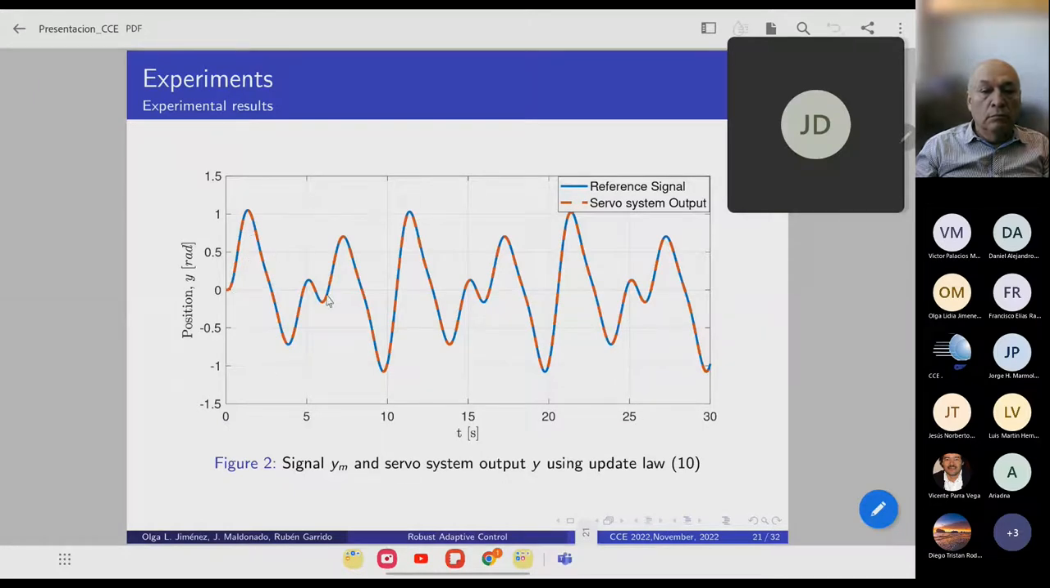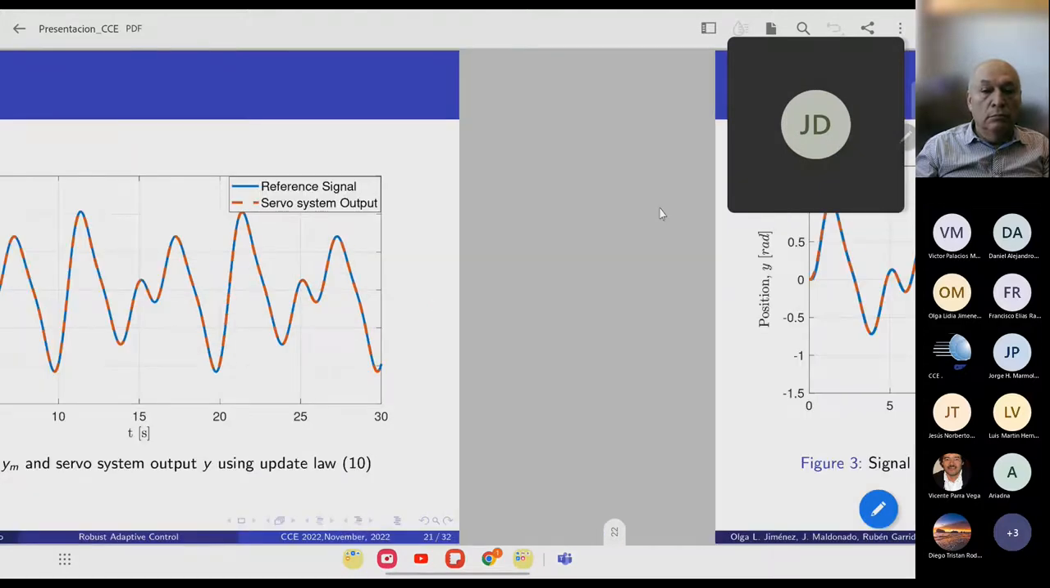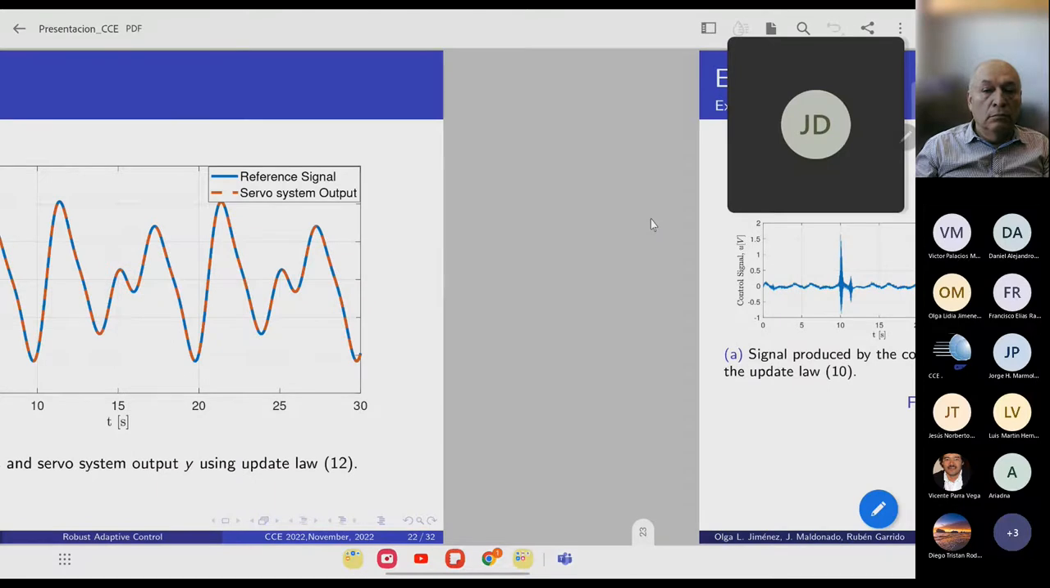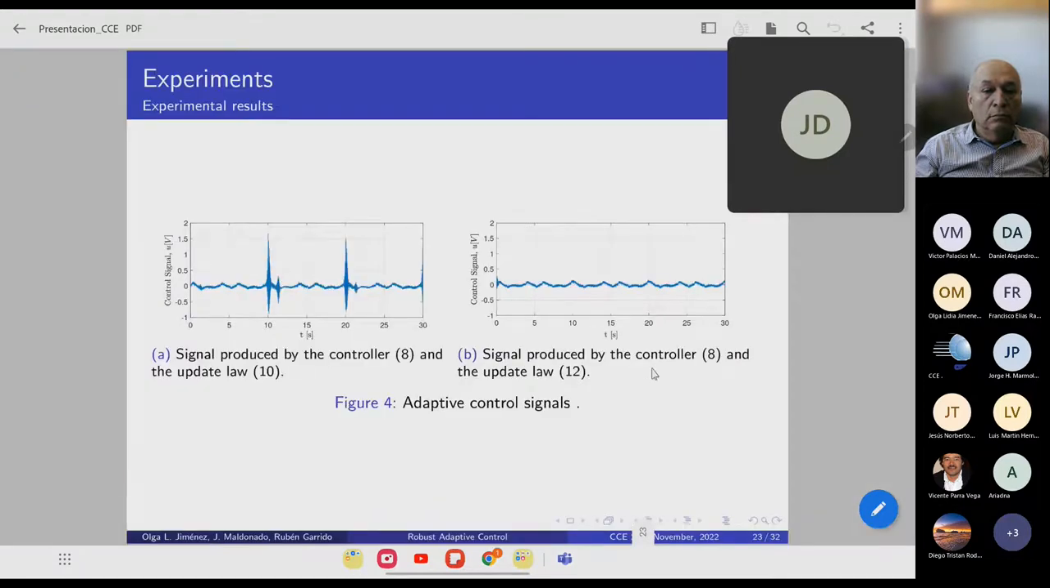this is the reference signal in blue, and in red is the servo system output using the e-modification. And here is the e-modification with a saturation term. As you can see, there is not a lot of difference, but we can see a lot of difference when the control signals are here, especially at 10 seconds and at 20 seconds, where there is a peak here and a peak here when using the e-modification, and it is not present when we use the e-modification with a saturation term.